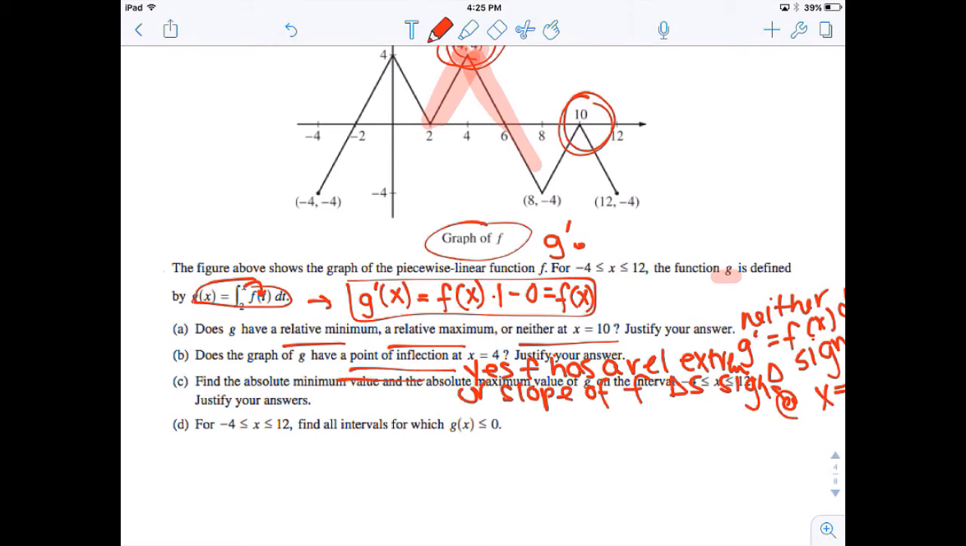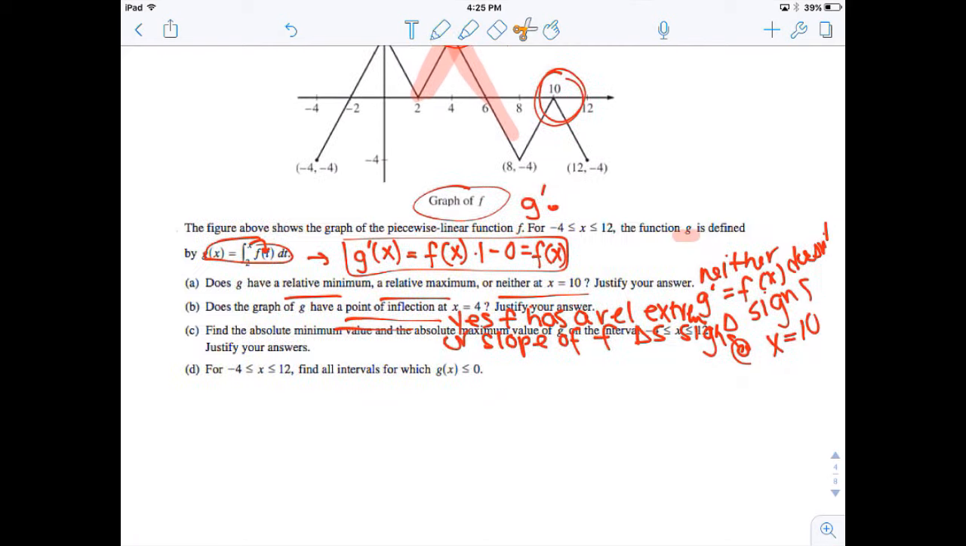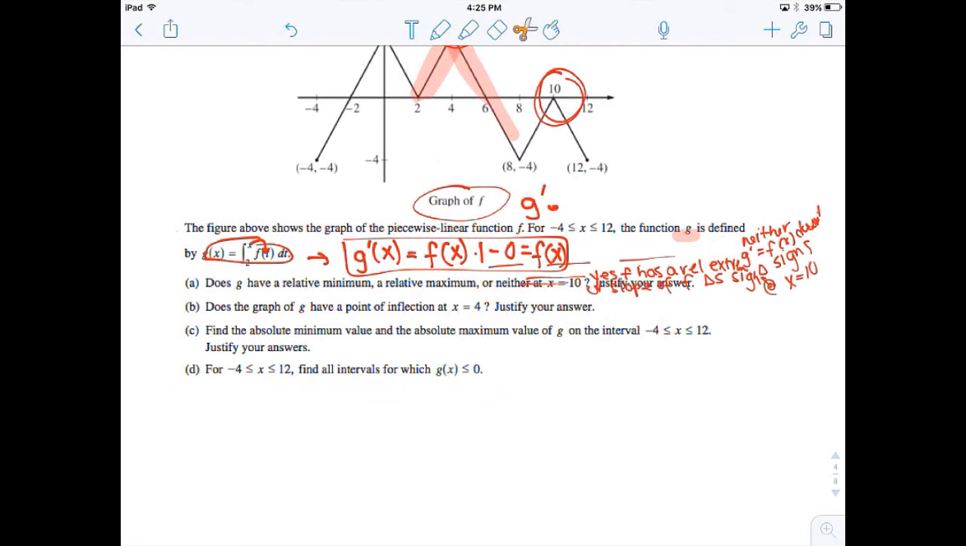Okay, next part. Find the absolute max and mins. So this should signal candidate test for you. It should make you think about Wolf Blitzer and Jeopardy. So absolute max, absolute min on the interval -4 to 12.